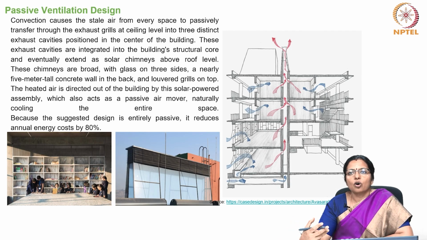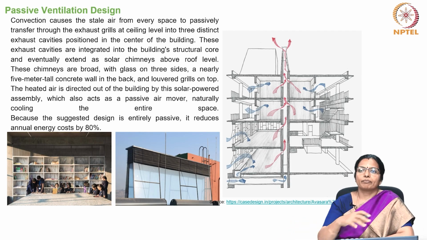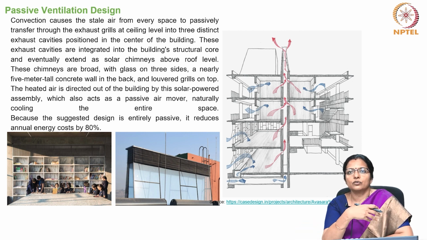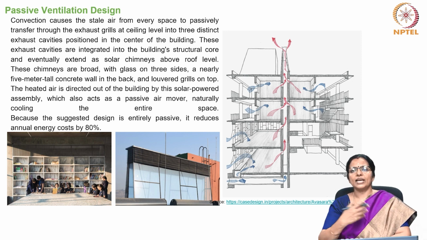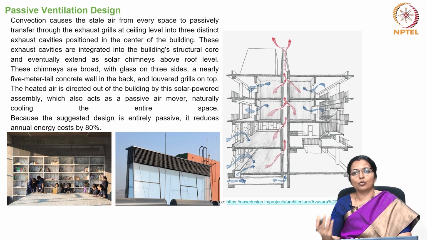So, convection causes the stale air from every space to passively transfer through the exhaust grills at ceiling level into three distinct exhaust cavities positioned at the center of the building. These exhaust cavities are integrated into the building's structural core and eventually extend as solar chimneys above the roof level. These chimneys are broad with glass on three sides. A nearly 5-meter tall concrete wall in the back and louvered grills on the top are also placed.